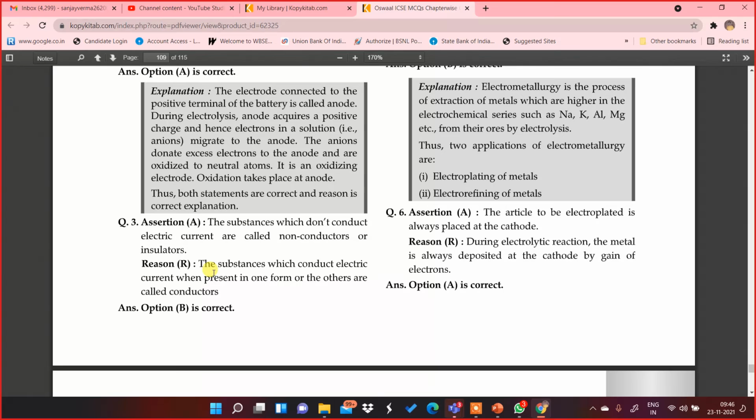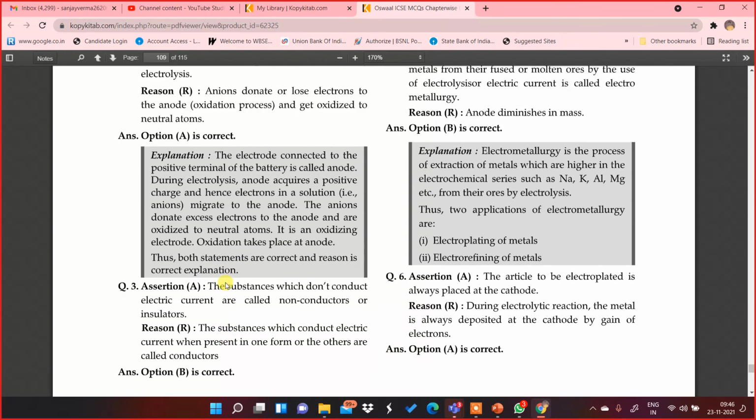Whether this reasoning is related to A or not, let us find out first. The substances which conduct electric current when present in one form, that one form can be aqueous form or molten form, or the other, are called conductors. That is also true. But do you think these two are related to each other? No, sir. They are not related. R cannot be the reason for the assertion over here.